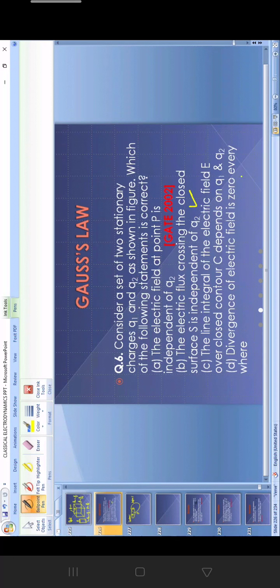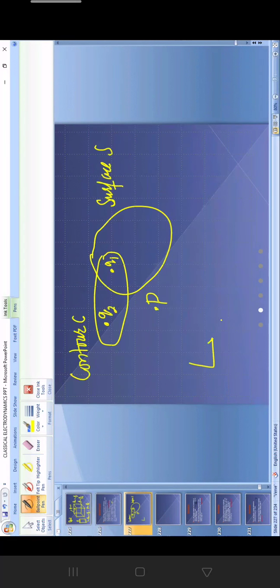फिर अब ये देख लो, divergence of electric field is zero everywhere. It's not possible. The reason is that there are non-zero charged particles, so divergence zero हो ही नहीं सकता. ठीक है ना बेटा? The line integral of the electric field E over the closed contour C depends on Q1 and Q2. This is also the wrong statement. ठीक है ना बेटा? So what is the right statement? The right statement is only this: the electric flux through the closed surface S is independent of Q2. Okay, so we are done with this example as well. ठीक है ना बेटा? तो इसका आंसर है बेटा, statement B is correct. So here I will write down B is correct. B part is correct. ठीक है ना बेटा?